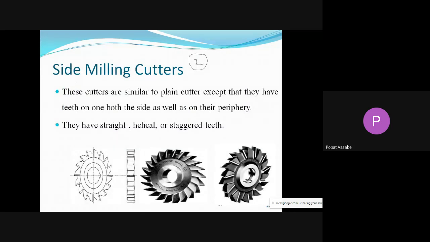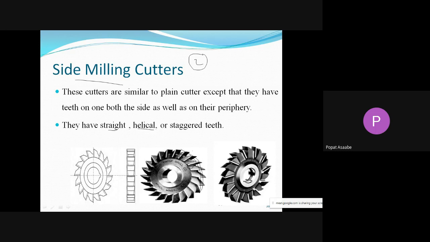But in the side milling cutter, teeth are provided on its periphery, as well as on both sides, this side and this side also. On both sides teeth are provided, and also on the periphery. See, this is the periphery side, here cutting teeth are there, and on this side also. It is called the side milling cutter. And what is the shape of that teeth? It will be straight or helical.